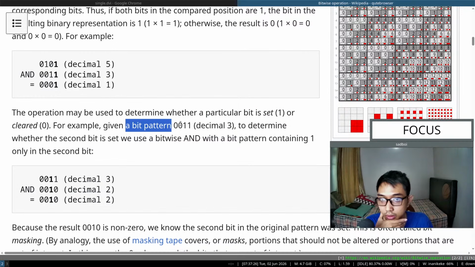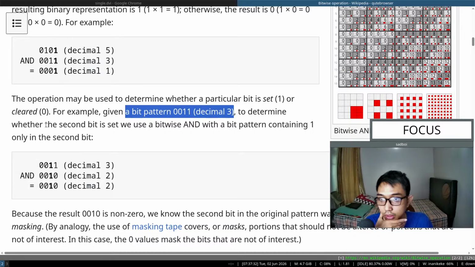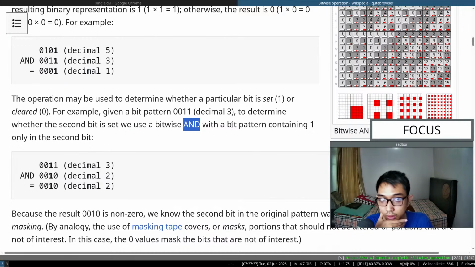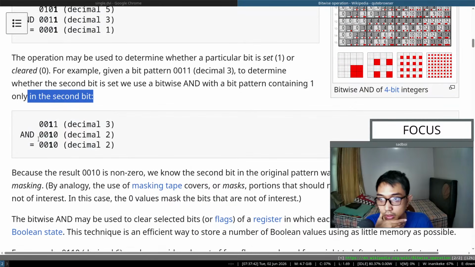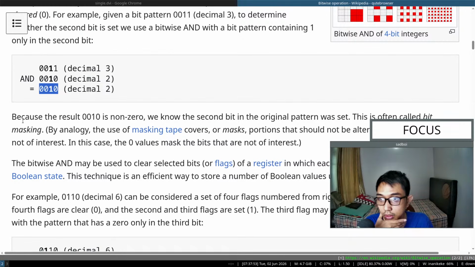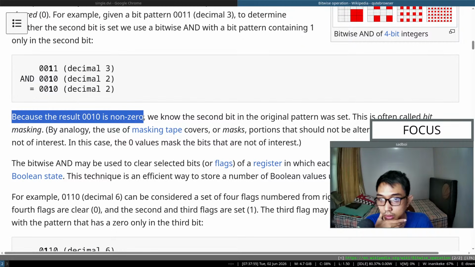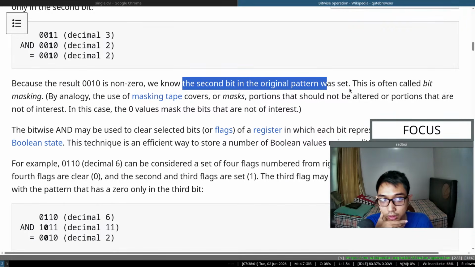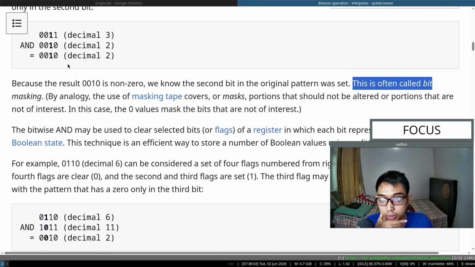Given a bit pattern, this one, decimal 3, to determine whether the second bit is set, we use a bitwise AND with a pattern containing 1 only in the second bit. Right, something like this. And any non-zero is true, I guess. Because the result is non-zero, we know the second bit in the original pattern was set. This is often called bit masking.